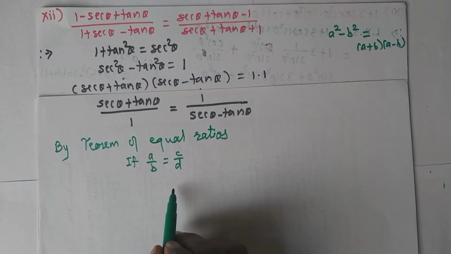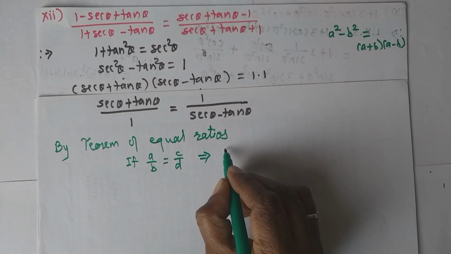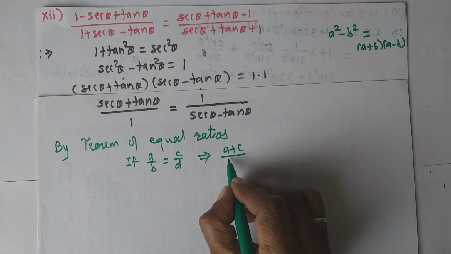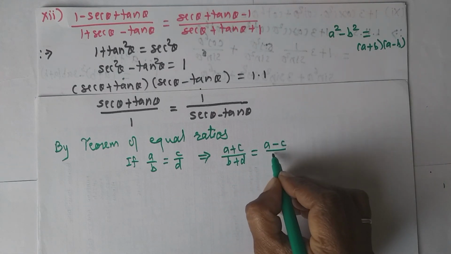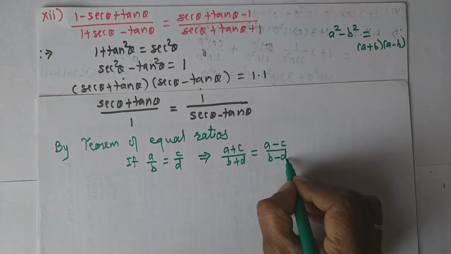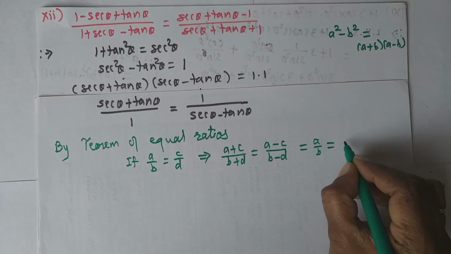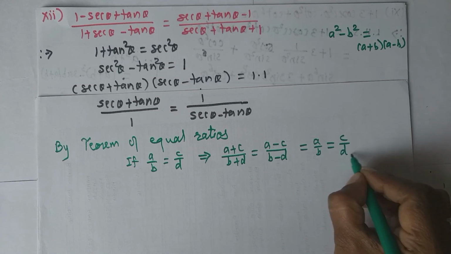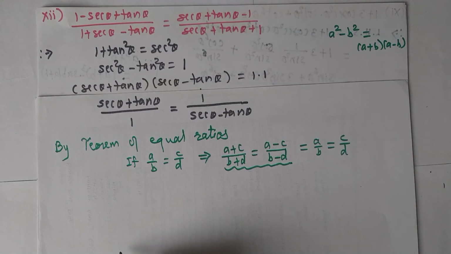What this theorem says: if a divided by b is equal to c divided by d, then this implies a plus c divided by b plus d is equal to a minus c divided by b minus d. This ratio is also equal to a divided by b is equal to c divided by d. We will use this to prove this identity.